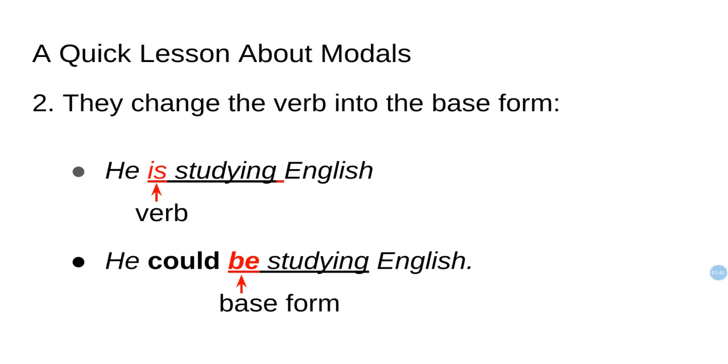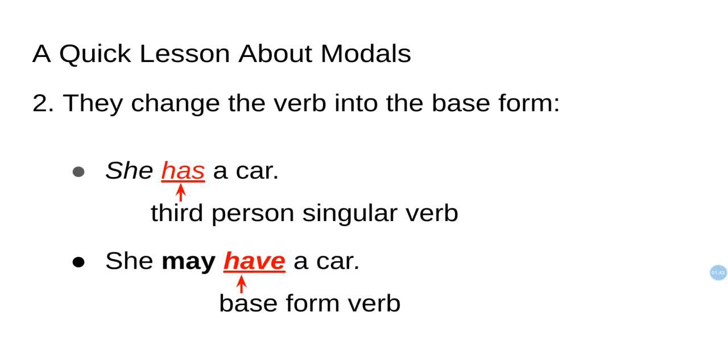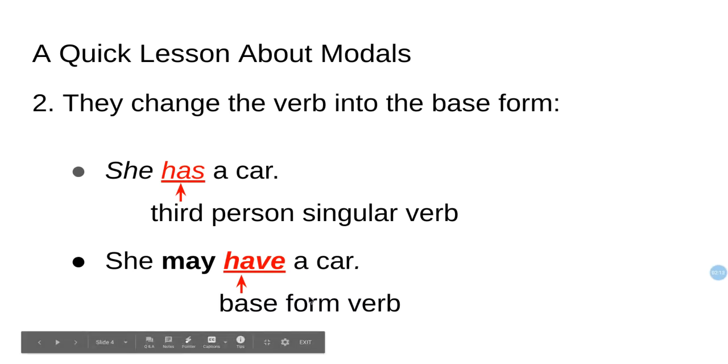Another example is the difference between has and have. For example, I would use the third person singular has with she. So I would say she has a car. But when I add may, I change has into have, which is the base form. She may have a car.